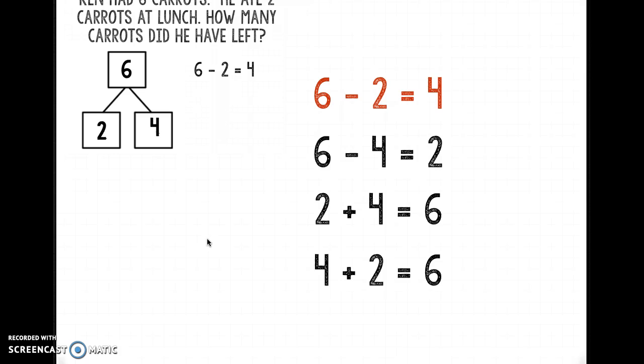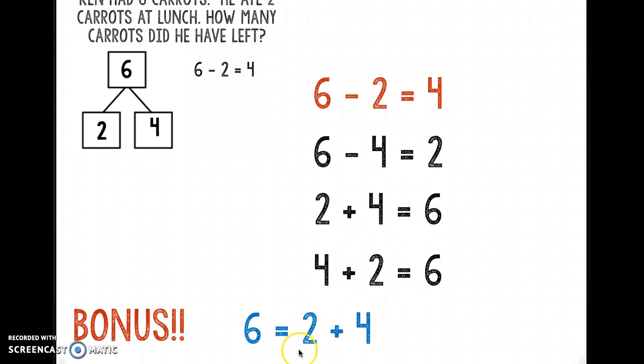And you know what? I bet a lot of you are thinking, Miss Arwood, I know even more number sentences. That's right, friend. We know some bonus sentences. What if we started with the whole amount and we wrote 6 is equal to both of the parts added together? What if we wrote 6 is equal to 2 plus 4? That's another number sentence we could write.